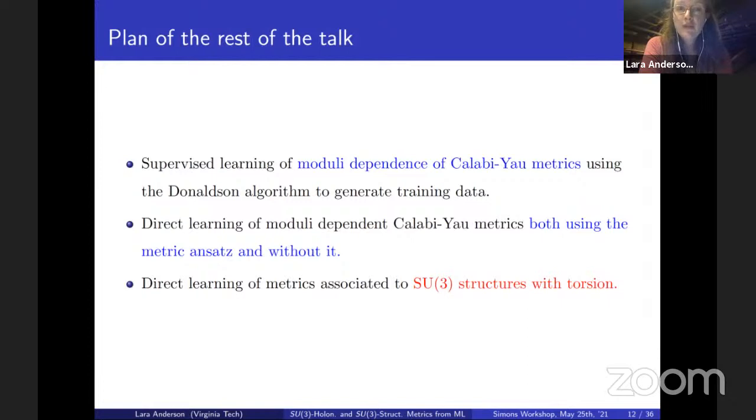So the plan for the rest of the talk, I'm going to describe approaches to supervised learning of moduli dependence in Calabi-Yau metrics using the Donaldson algorithm to generate training data. Direct learning of moduli dependent Calabi-Yau metrics, both with and without the Donaldson ansatz. And then moving away from the Kähler regime entirely, I'm going to discuss direct learning of metrics associated to SU3 structures. So that is the idea.